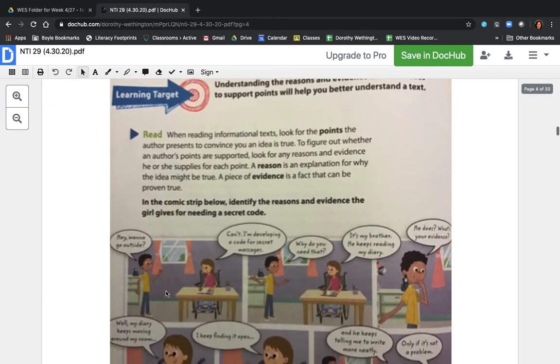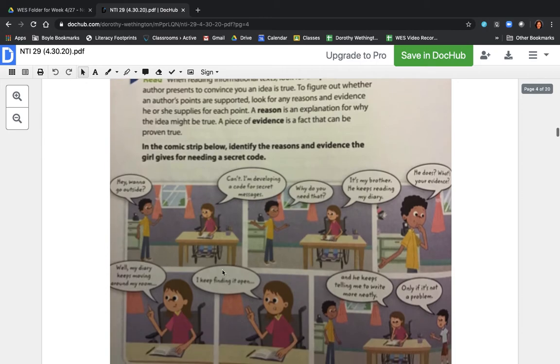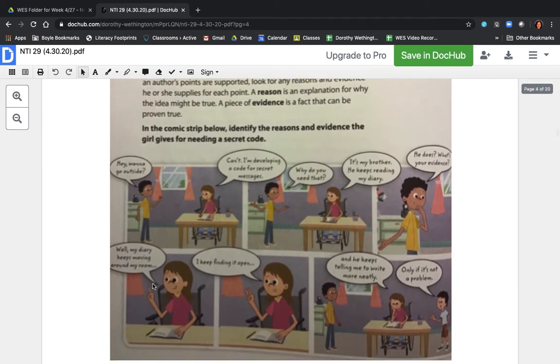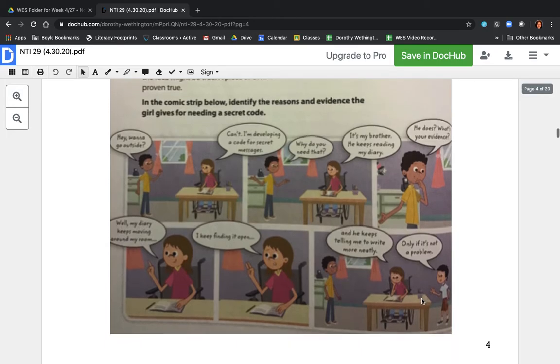Hey, want to go outside? Can't. I'm developing a code for secret messages. Why do you need that? It's my brother. He keeps reading my diary. He does? What's your evidence? Well, my diary keeps moving around my room. I keep finding it open. And he keeps telling me to write more neatly. Only if it's not a problem.